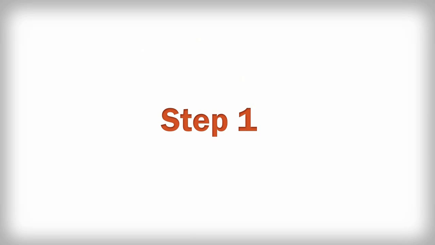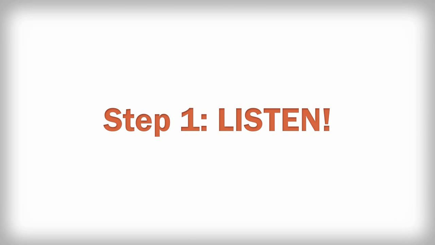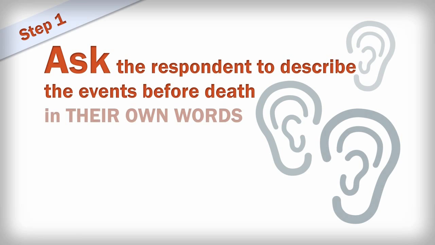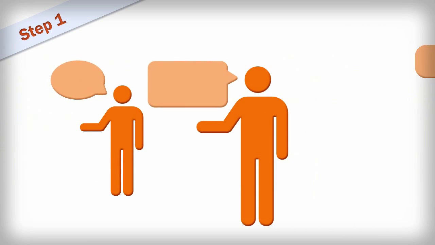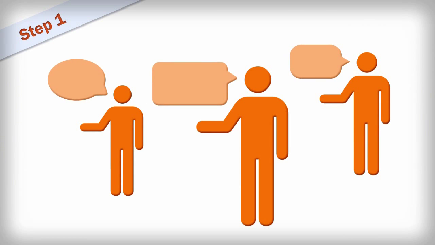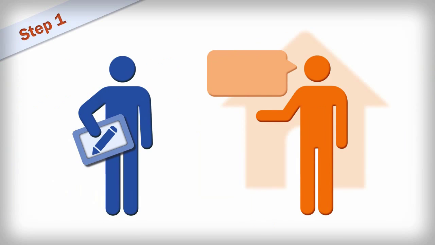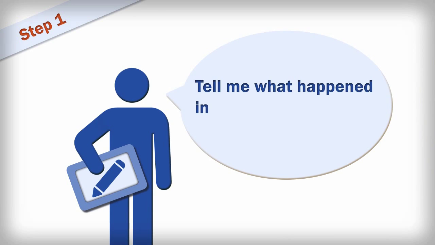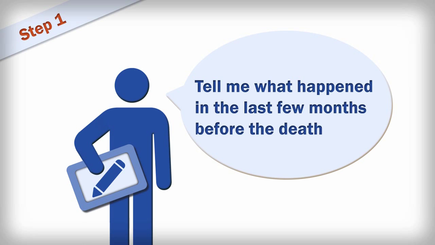Step 1. Listen. Ask the respondent to describe the events before death in their own words. Everyone appreciates being heard, so start the conversation as an open discussion and give the respondent a chance to tell their version of the story first. For example, you can start by asking, "Tell me what happened in the last few months before the death."